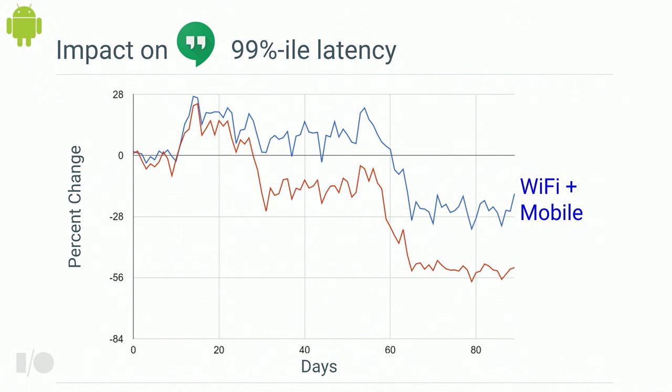The blue line represents Wi-Fi and mobile users combined. So it's both sets of users in one line. And the Wi-Fi line is red. So it's just the Wi-Fi users.